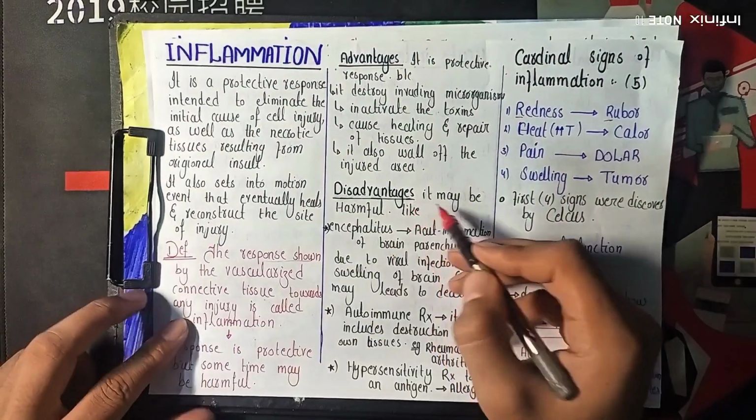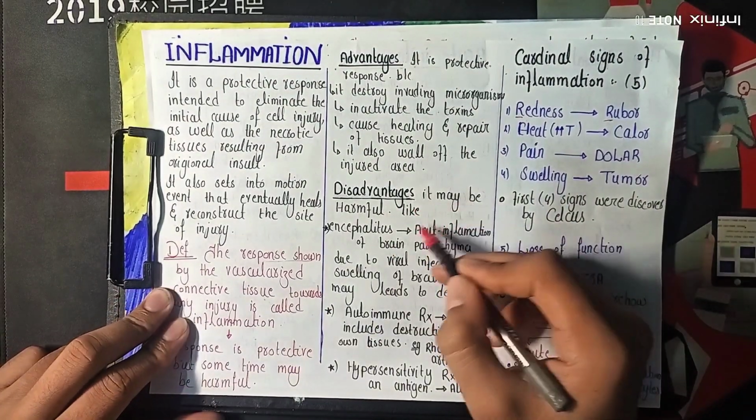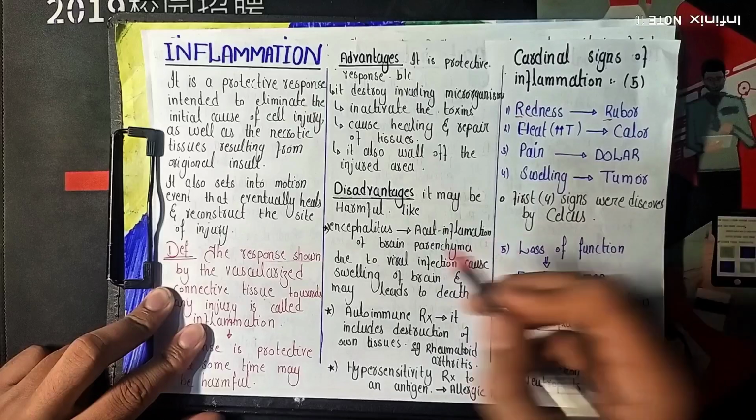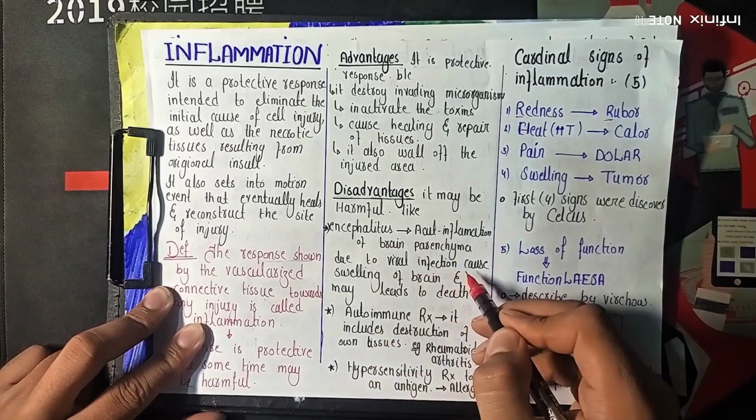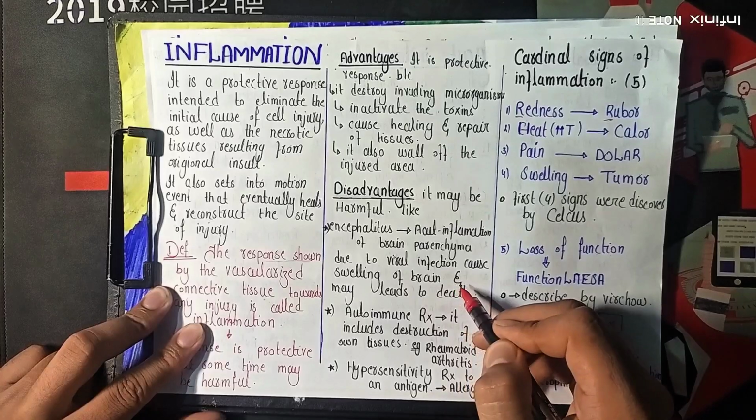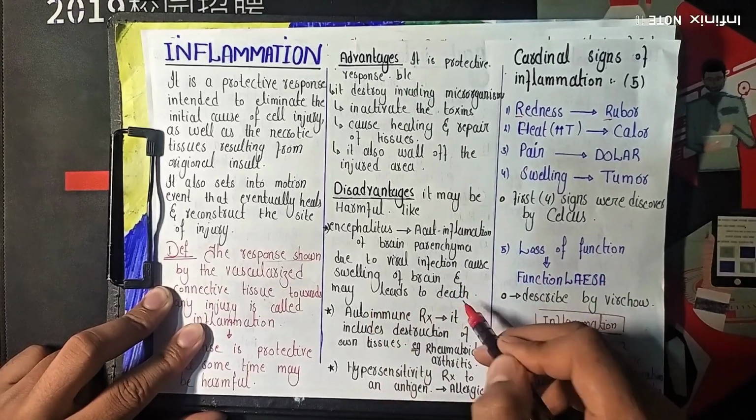अब बात करते हैं about the disadvantages. So the inflammation may be harmful, like in encephalitis, which is the inflammation of the brain parenchyma that occurs due to the viral infection, and it may cause the swelling of the brain and lead to the death.